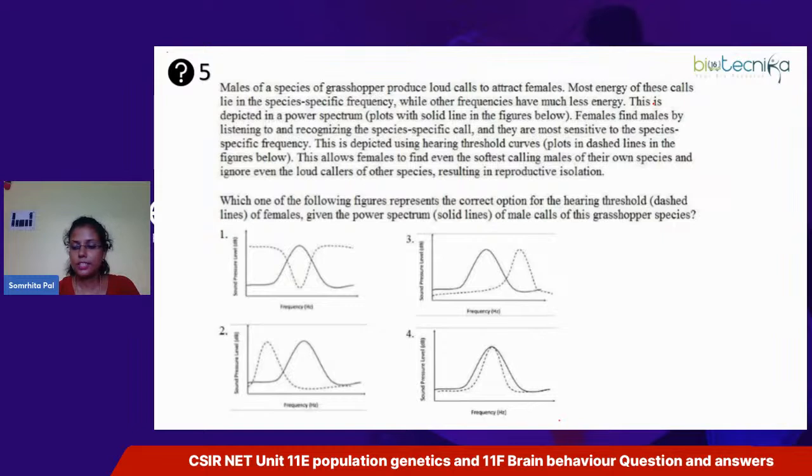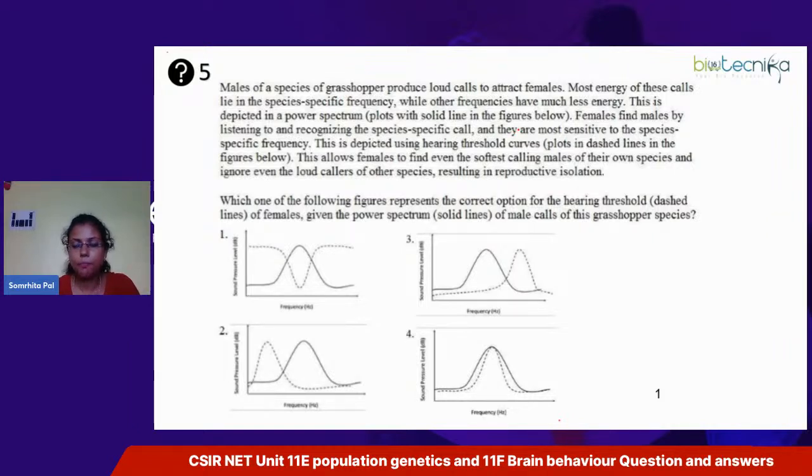Okay, so let's see what is the correct answer for this. The answer is option one. Yes, absolutely. Correct, Surender. Good. So those who are giving me option one, you have found out the information which is given here. It is very clearly mentioned that the females are most sensitive to the species specific frequency calls of the males of the same species, right?